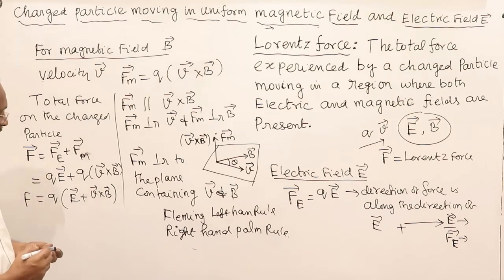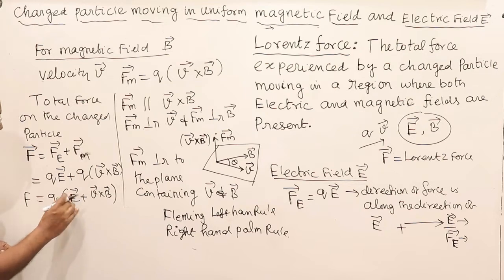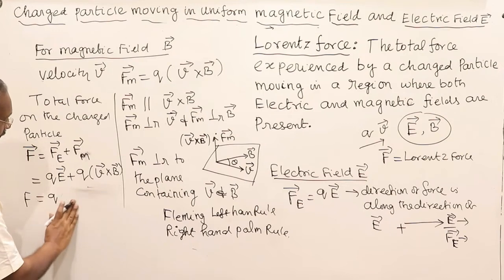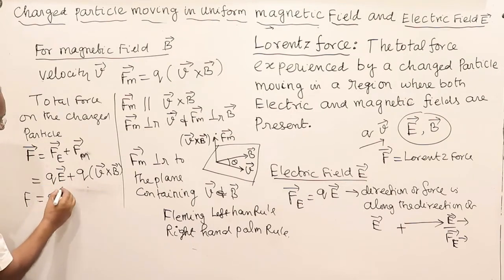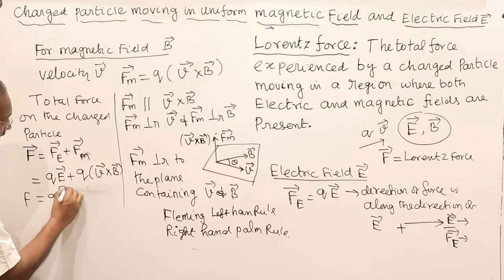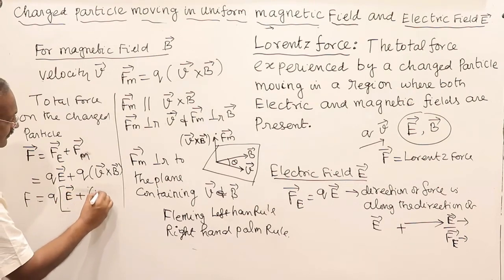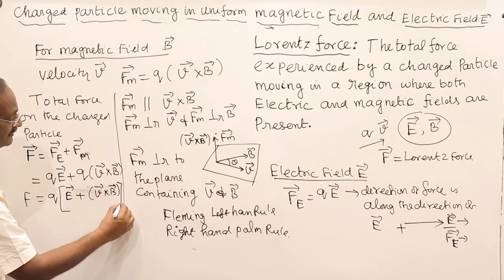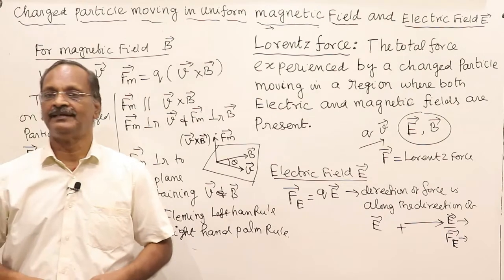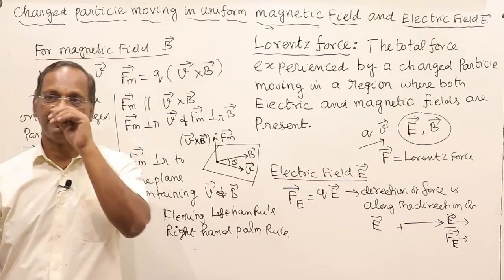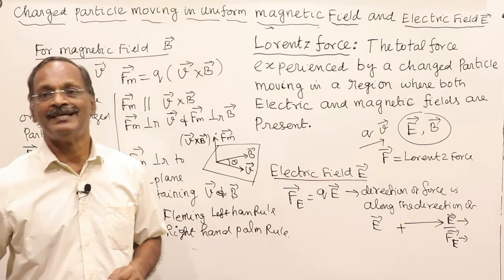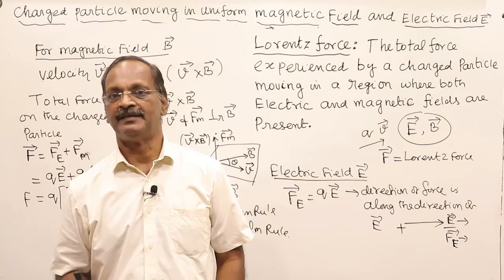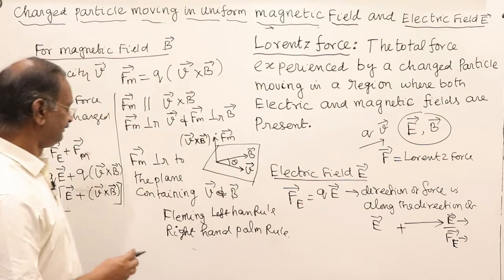This total force is called a Lorentz force. We can write this also like this: since Q is a scalar, we can take it outside, then E vector plus V cross product with the B vector. This is the total force. So we can define the total force experienced by the charged particle moving in a region where both electric and magnetic fields are present as the Lorentz force.